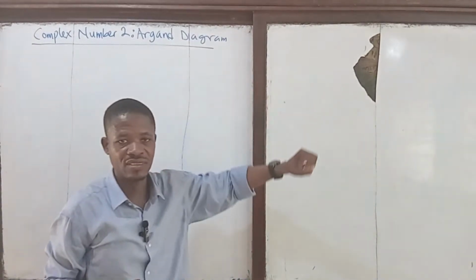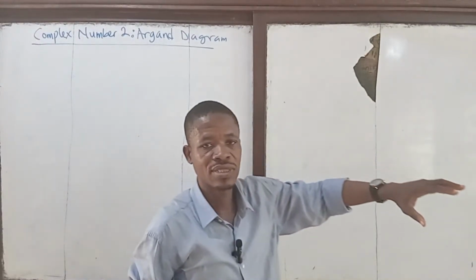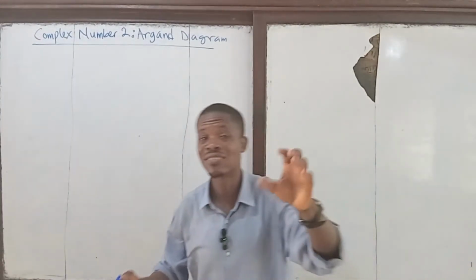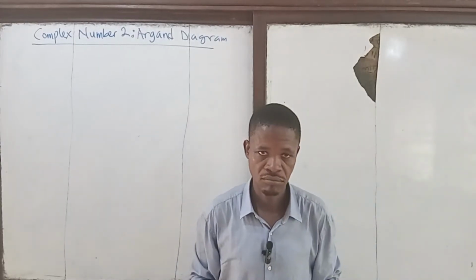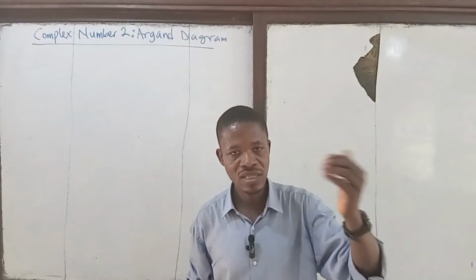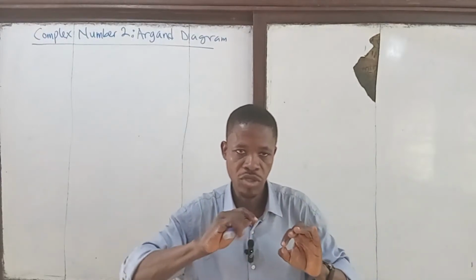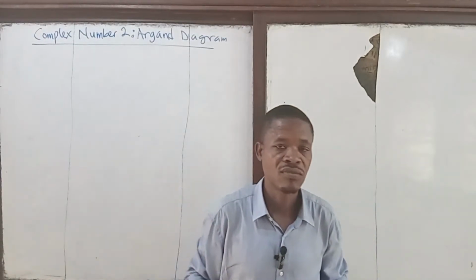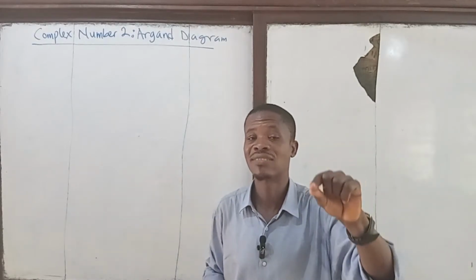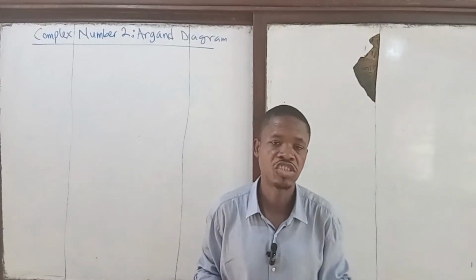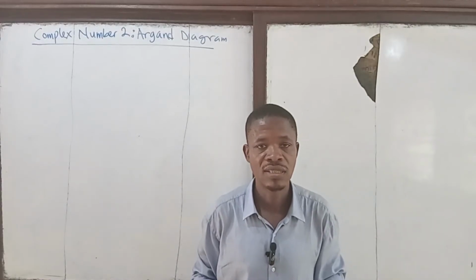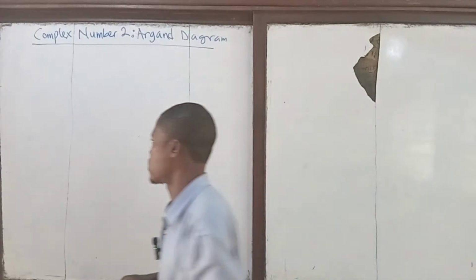The Argand diagram is a representation of a complex number on a Cartesian plane, whereby the real part of the complex number will be on the x-axis. The imaginary part of the complex number will be on the vertical axis of the Cartesian plane. So let's see an example of that.